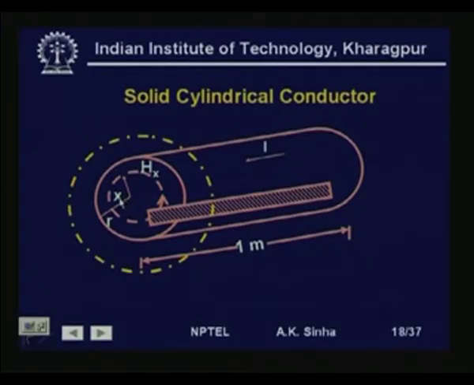Now, here what we have done is we have taken a circular contour at a distance x from the center, and let H x be the intensity of the magnetic field at any point on this contour. Since this contour is concentric, it is uniform with respect to this conductor, this H x will also be the same everywhere on this contour and its direction will be tangential to this contour.